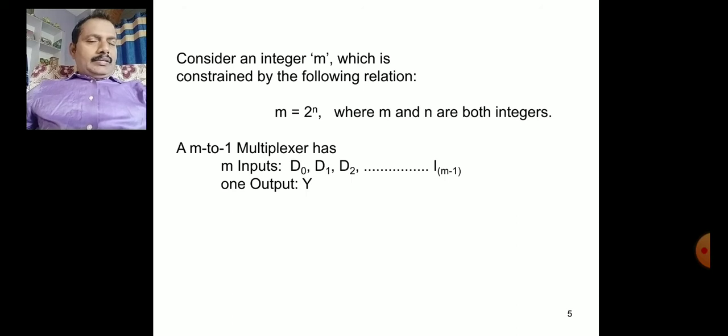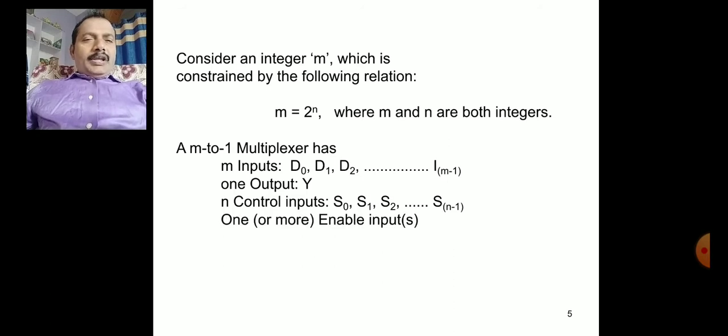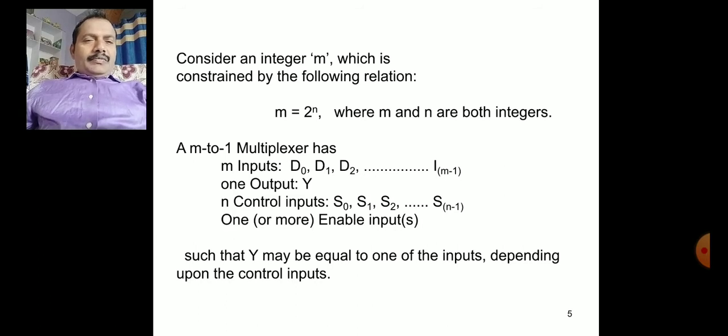And n control inputs, that is the selection lines, S0, S1, S2 and so on up to Sn minus 1, that is n number of selection lines. One or more enable inputs, but this enable input is not necessarily discussed here because enable input is optional, such that y may be equal to one of the inputs depending upon the control inputs, that is the selection lines' status bit pattern.